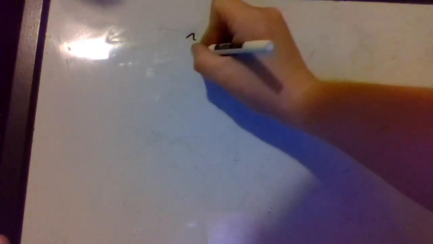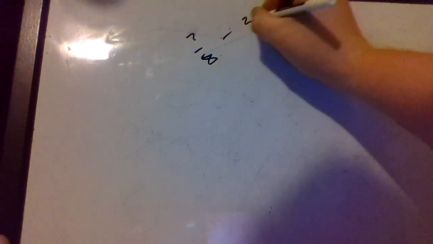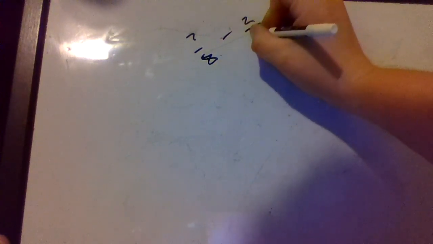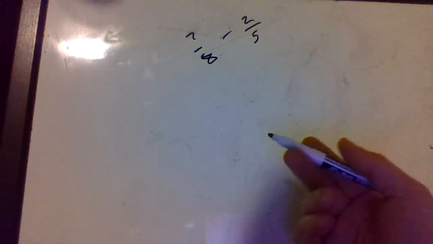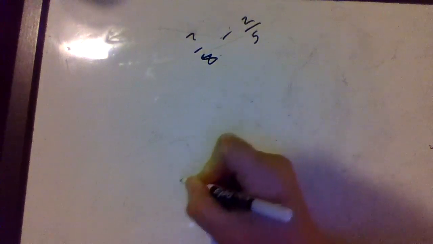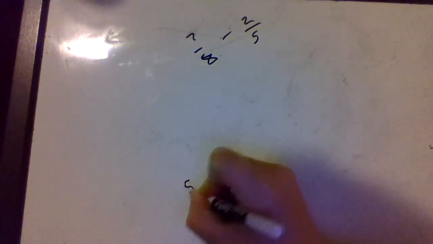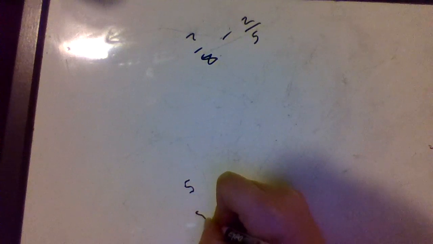Alright, so let's try another one. This time we'll do a subtraction. 7 over 8 minus 2 over 5. Alright. So this time, we have uncommon denominators, unlike denominators. So we're going to find the LCM for both of those numbers.